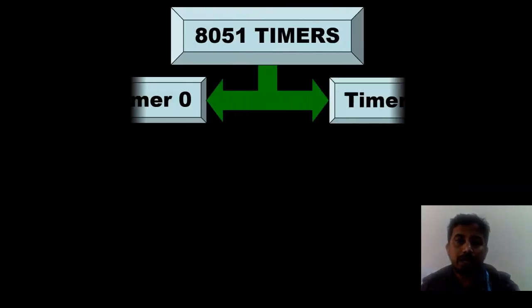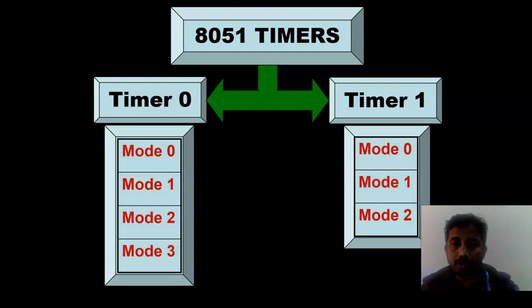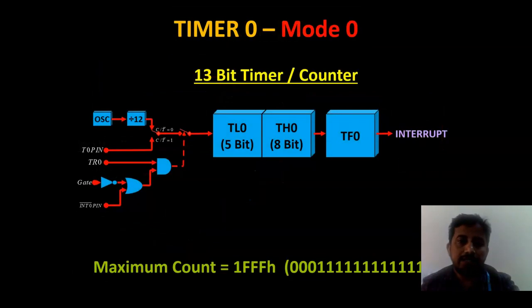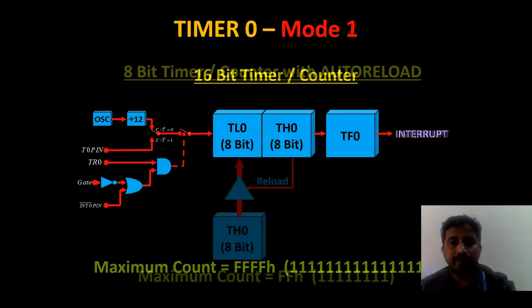Next comes the timer modes. Timer 0 can operate in 4 modes. Timer 1 can operate in 3 modes. We'll just have a glance at these modes. The first mode is the 13-bit timer or counter. You can make it mode 0. And if you go for mode 1, it is a 16-bit timer or counter. The maximum count for a 16-bit timer would be FFFF.